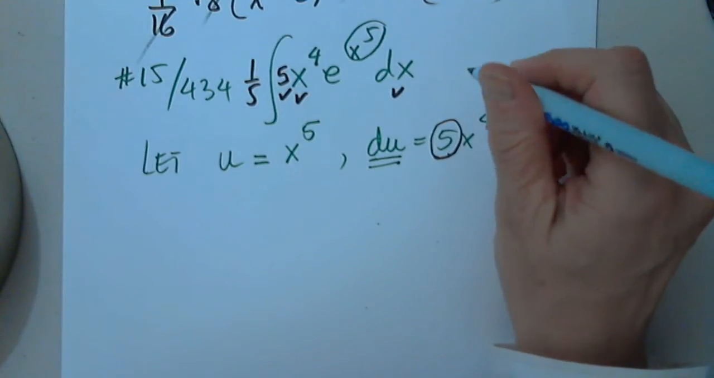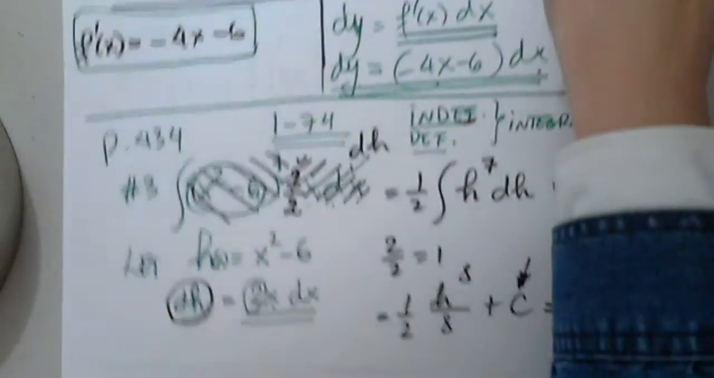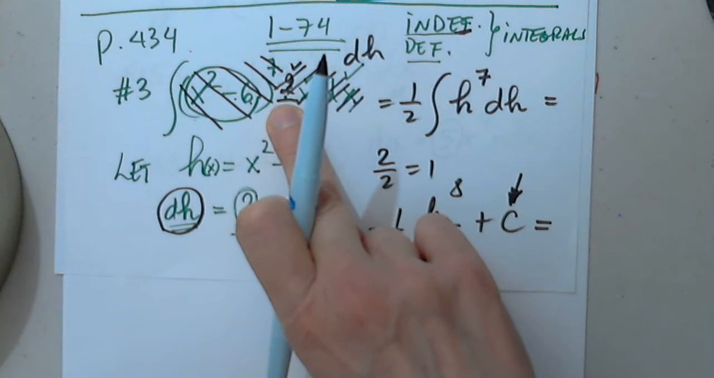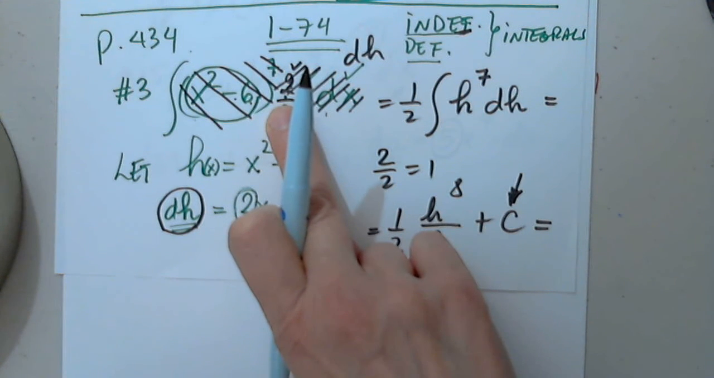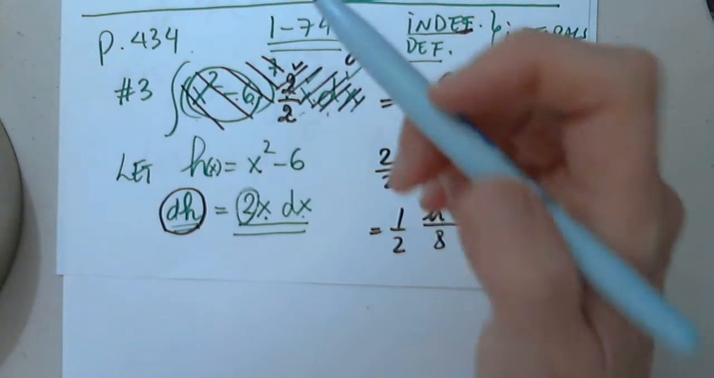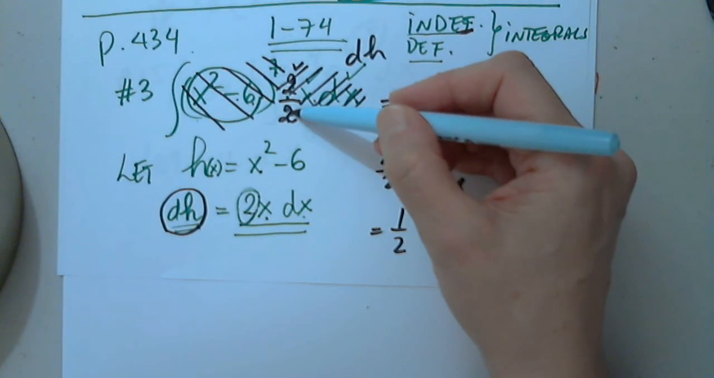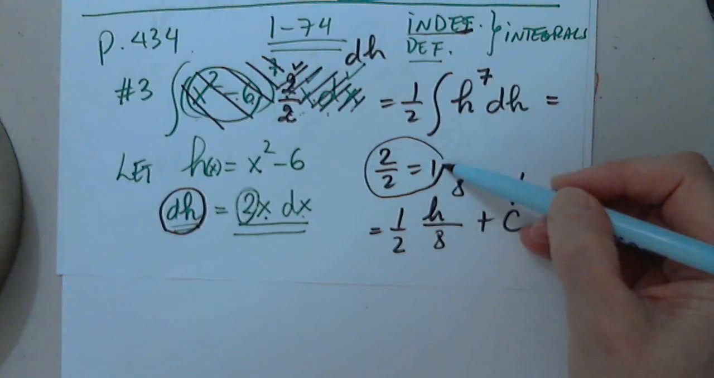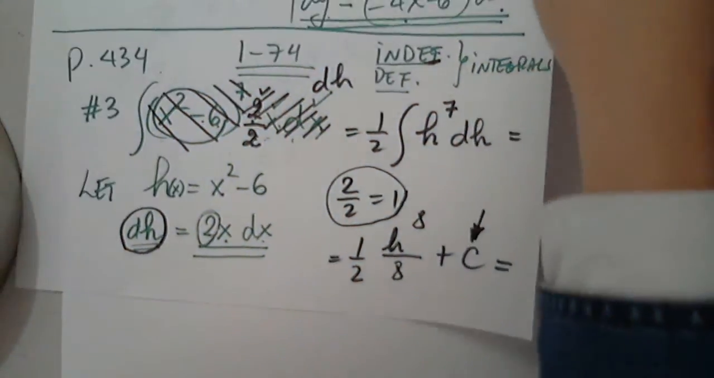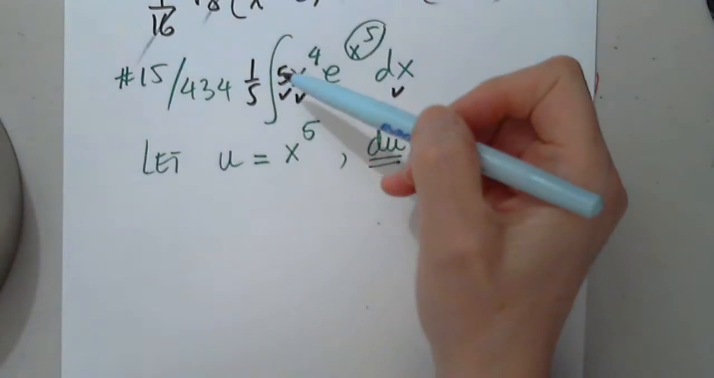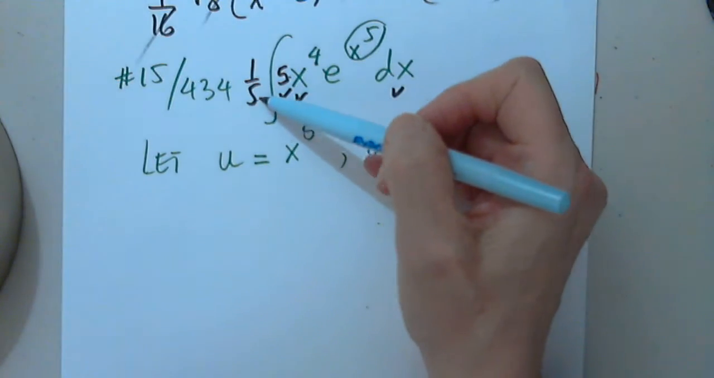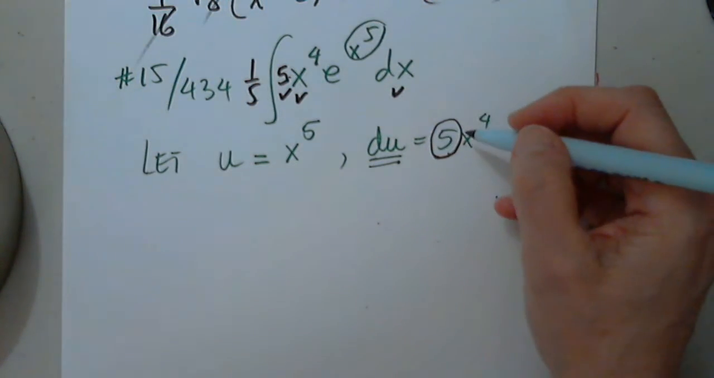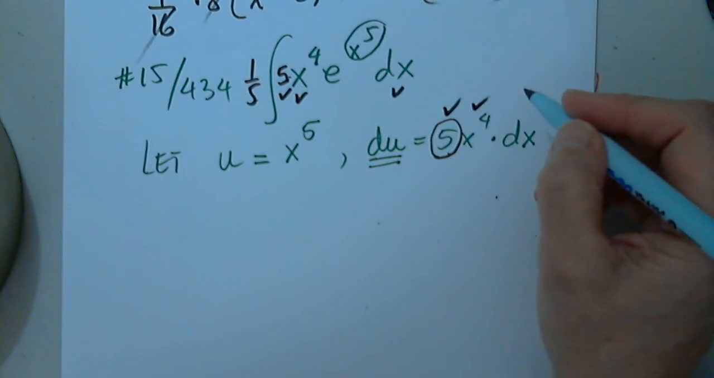So I cannot simply multiply by 2 and pretend that is the same function. It will not be. But if I multiply by 2 and divide by 2, then I guarantee you this is the same function because 2 over 2 is 1. So if I multiply by 5, I have to divide by 5 because only 5 over 5 is 1. Okay. But now I have what I need. I have the 5, I have x to the 4th, and I have dx.